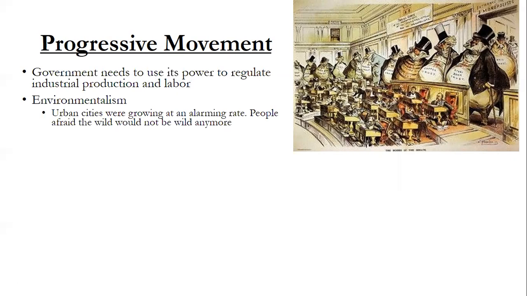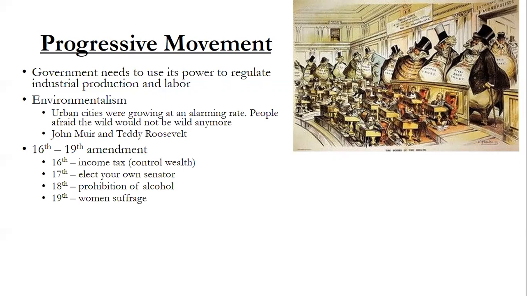One of the ways that this is going to happen is the environmentalist movement. Urban cities were growing at a very, very fast rate, and so people were afraid that the wild wouldn't be wild anymore, so there needed to be land that would protect it. Two big people that helped do that: one guy was named John Muir, and then you had Teddy Roosevelt as president, who established national park systems and the Reclamation Lands Act, to have the United States control more federal land and protect it from development.